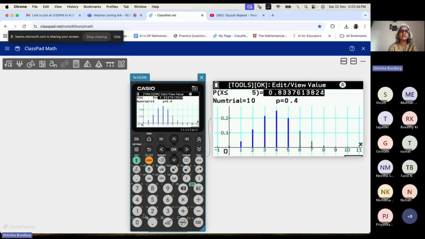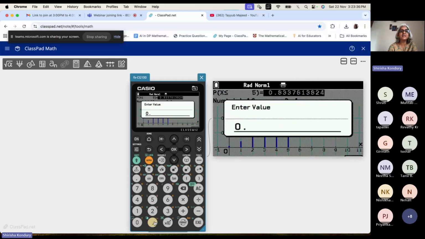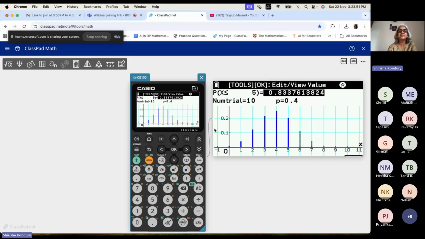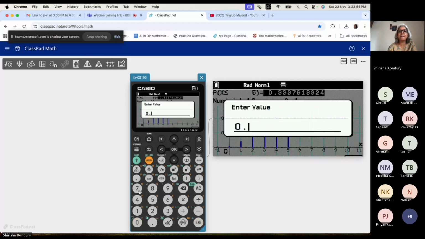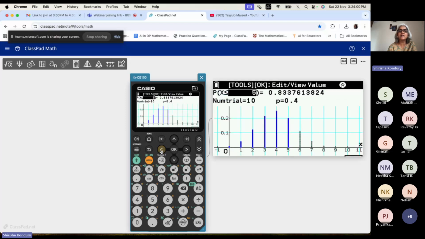If I want to change this row, it doesn't allow me to change the probability when it is the equal to category, because obviously there is no option here. However, for greater than or less than, when it's a cumulative probability distribution, then it allows me to change the probability, and it will give us the corresponding number of trials that I need.